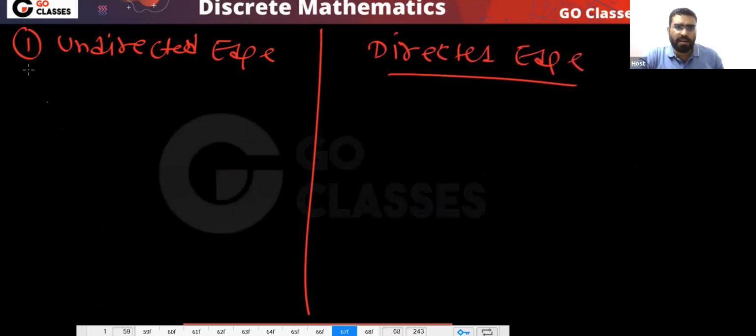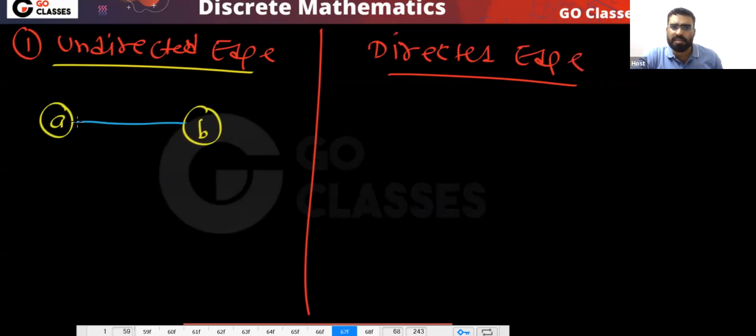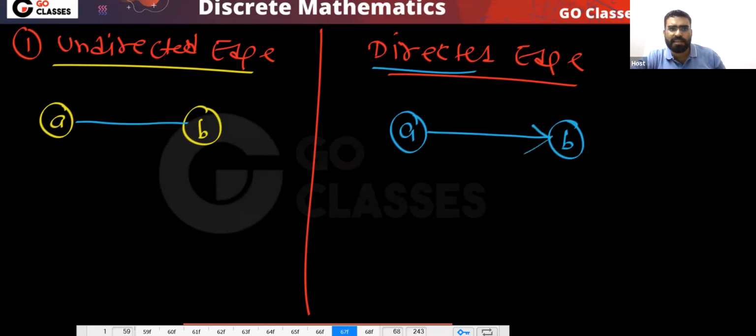So what is an undirected edge? An undirected edge is like this. If you have two nodes, undirected means there is no direction. This type of edge is an undirected edge. And what is a directed edge? There is a direction. Okay, so remember, for the directed edge we have a direction, and for the undirected edge there is no direction.